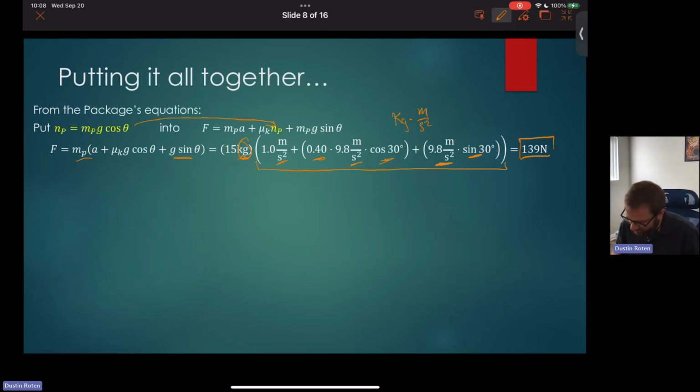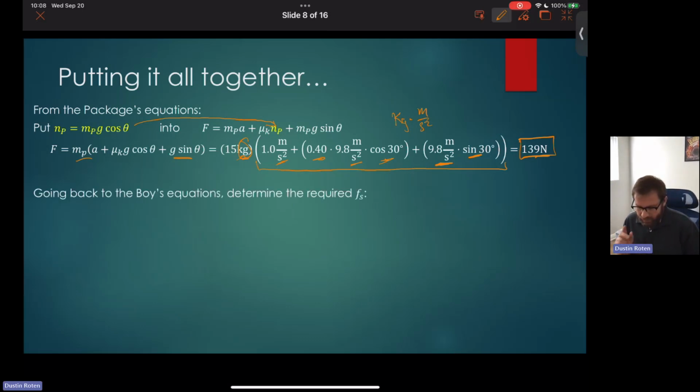And it turns out, since we have values for everything, we know that this mystery force is 139 newtons. Now we can go back to the boy's equations to determine the required static friction. Well, this is easy. We know what the mystery F is now. We can plug it in. We know what the angle is of the ramp, because the ramp is the key angle here. Now, it turns out that the required amount of static friction is 120 newtons. This is required.